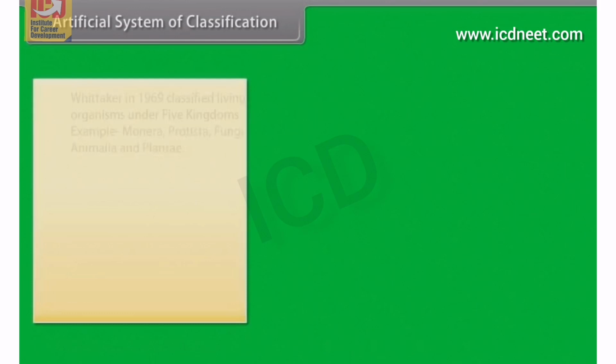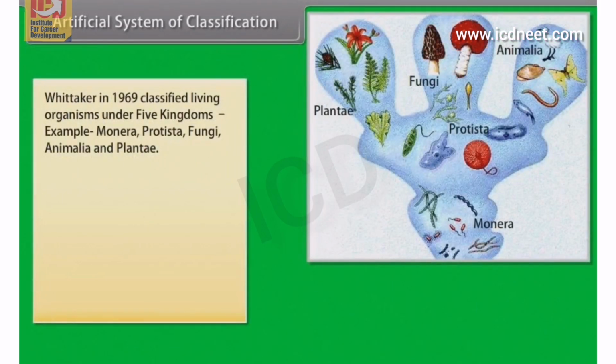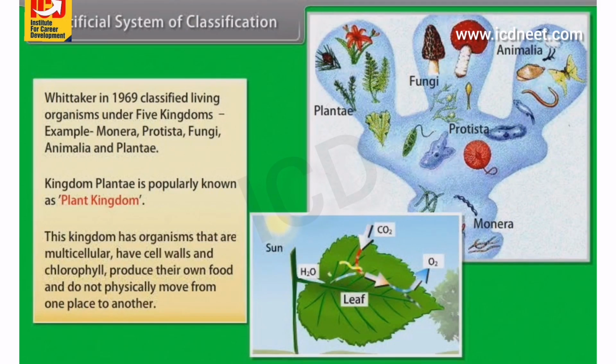Artificial system of classification. Whittaker in 1969 classified living organisms under 5 kingdoms. Example: Monera, Protista, Fungi, Animalia, and Plantae. Kingdom Plantae is popularly known as plant kingdom. This kingdom has organisms that are multicellular, have cell walls and chlorophyll, produce their own food, and do not physically move from one place to another.